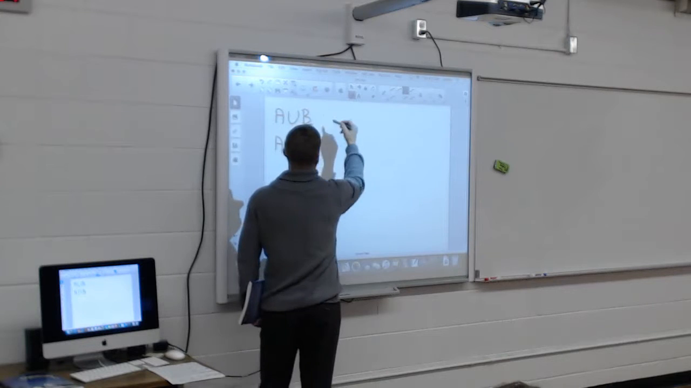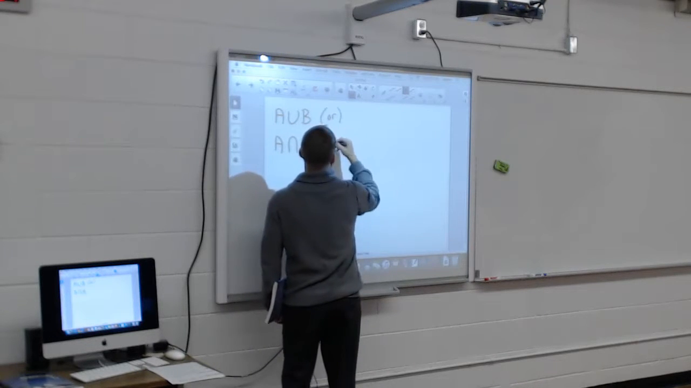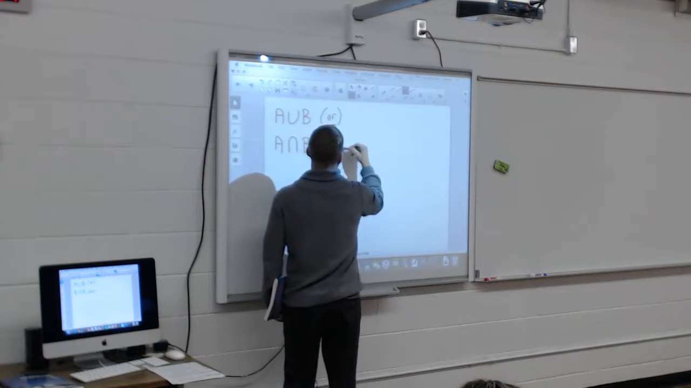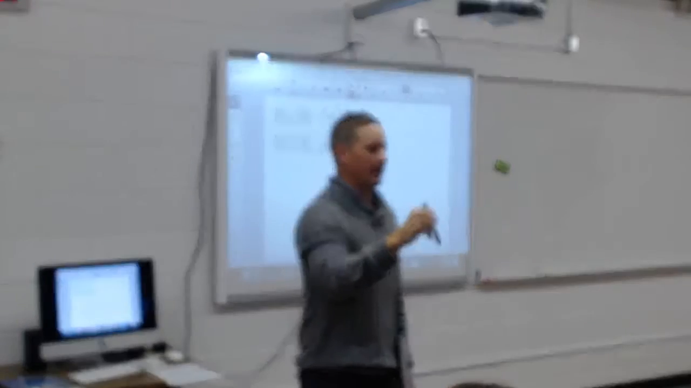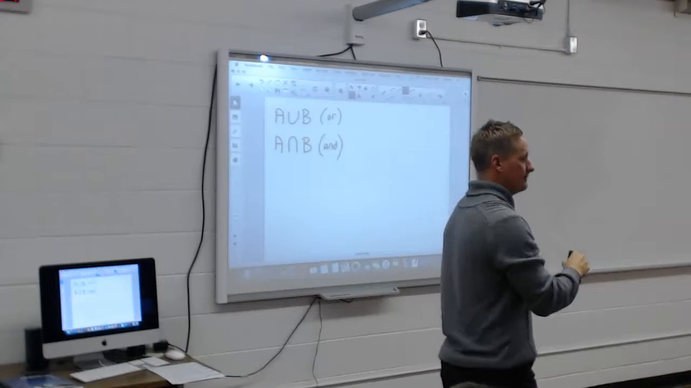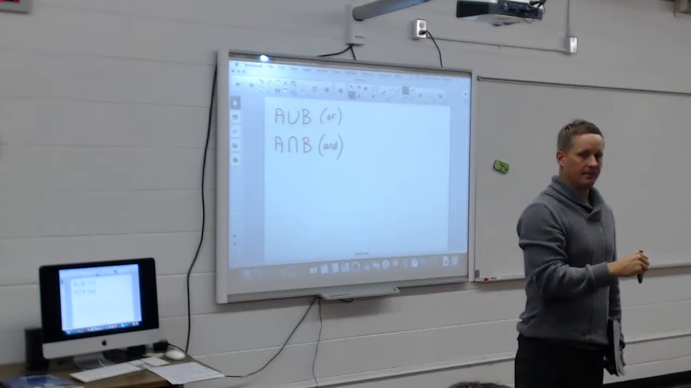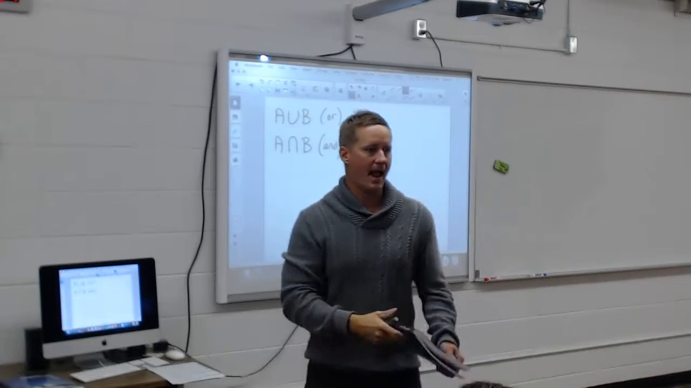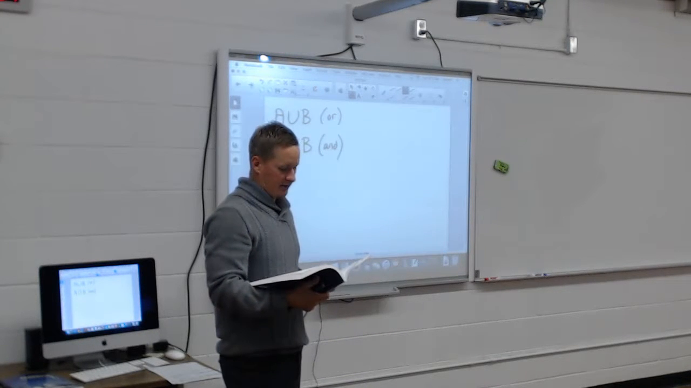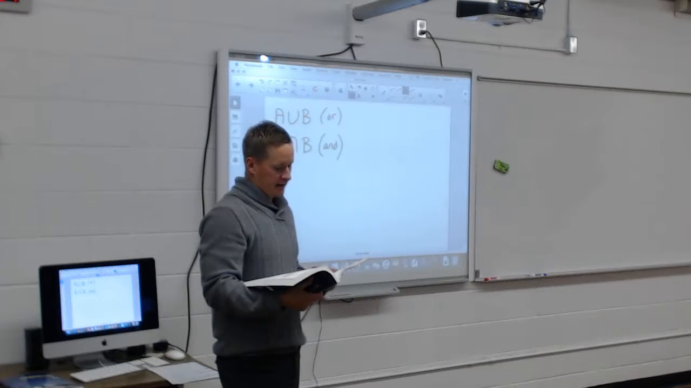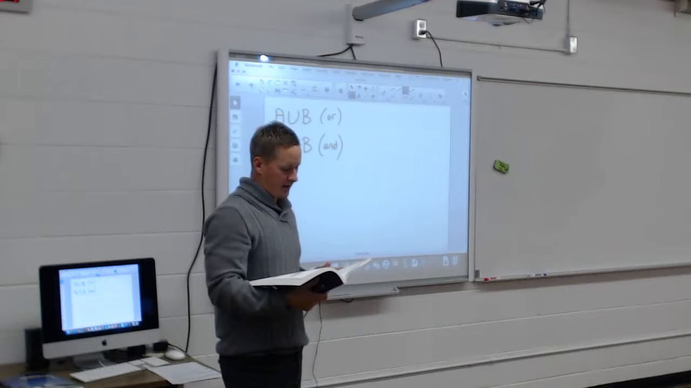A and B, so this is or, this is and. A and B is everything that's in A and in B. Okay? So everything in A and in B. This intersection of sets A and B consists of all elements shared by both sets. It is represented by the region of overlap on a Venn diagram.